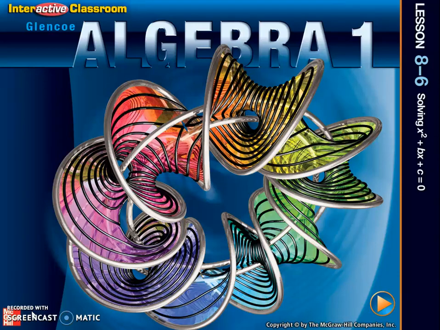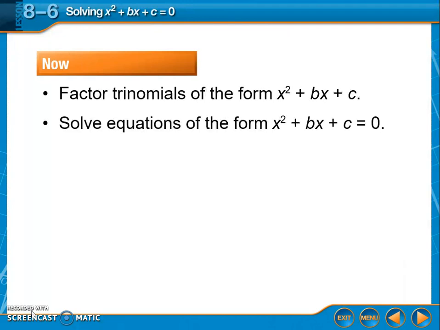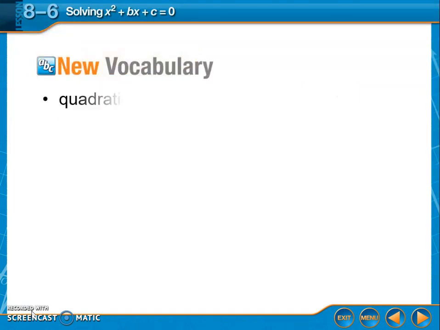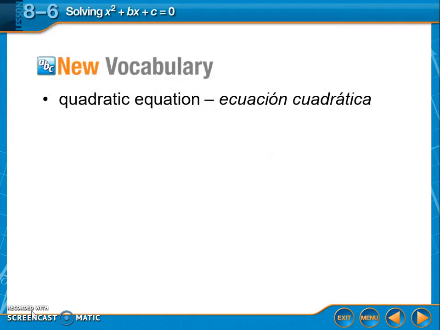Lesson 8.6 is on solving x squared plus bx plus c equals 0. In this lesson, you will learn to factor trinomials of the form x squared plus bx plus c and solve equations of the form x squared plus bx plus c equals 0. Vocabulary for the section is just quadratic equation.